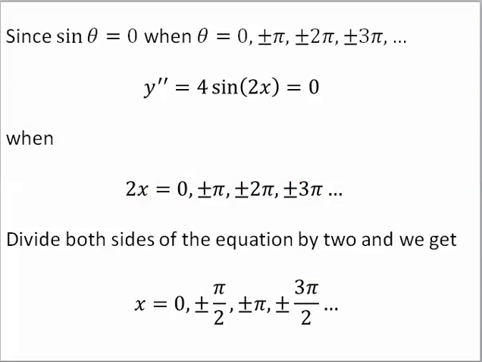Since sine is equal to 0 at 0, plus or minus pi, plus or minus 2 pi, and so on, y double prime will equal 0 when 2x takes on those angle values. Now, if 2x is equal to 0, plus or minus pi, plus or minus 2 pi, then x is equal to 0, plus or minus pi over 2, plus or minus pi, plus or minus 3 pi over 2, and so on.